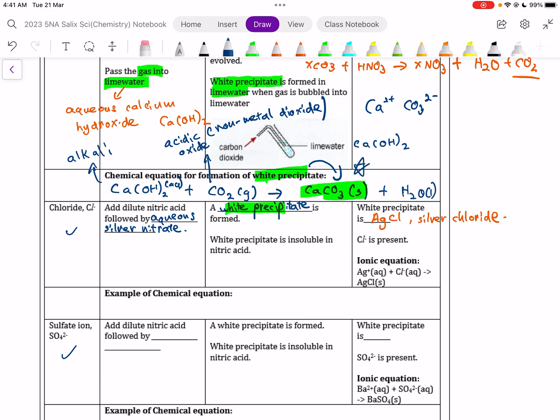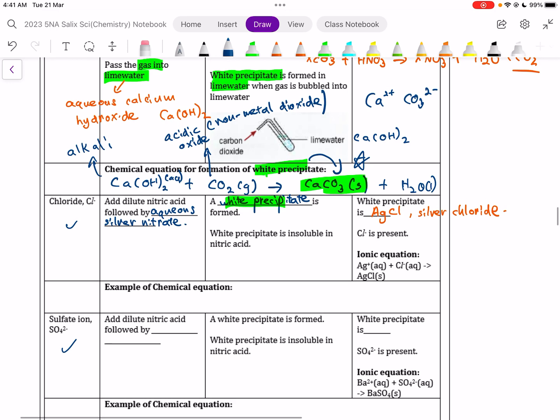Okay, so I write an example of an equation for the formation of this white precipitate. For example, you are testing a solution with chloride. Maybe you can think of one solution with chloride, let's say potassium chloride, a soluble one, because of the solubility rules for salts.